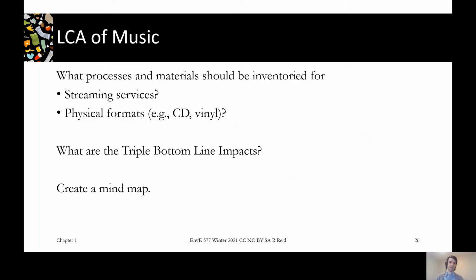I also want you to think about triple bottom line impacts of each. So our triple bottom line is, the bottom line is cash. The triple bottom line is not just looking at the economic, but looking at social and environmental as well. So when you're sketching out these systems for music, think about not only where is there materials and energy going in, but how does that affect people and how does that affect the environment at each of these steps along the way. And as you're going through, create a mind map, and then we'll come back and kind of chat about it a little bit more.